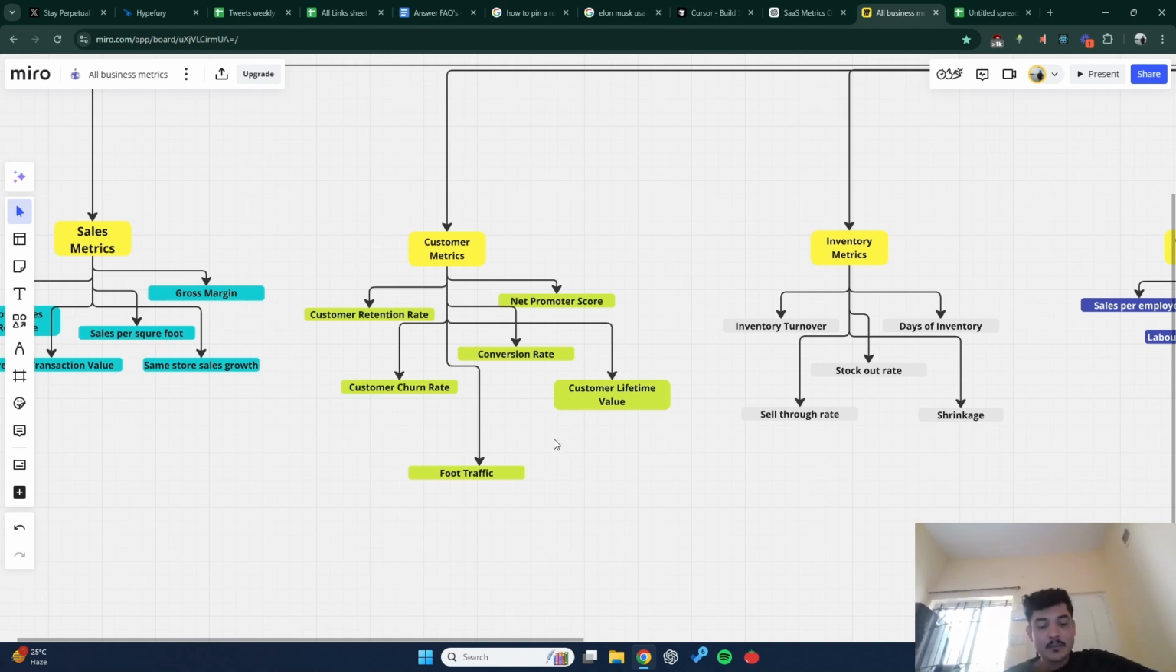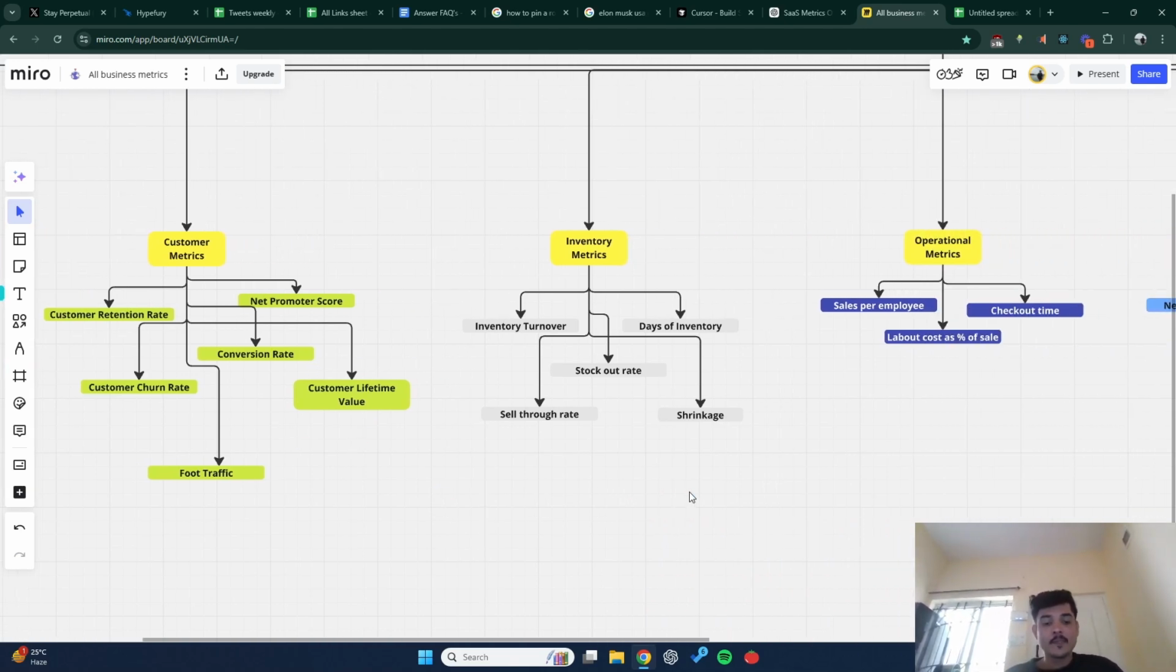The last one is net promoter score. So this is where you look for the word of mouth. So don't underestimate word of mouth. The survey based metric reveals how likely customers are to recommend your store. This is the net promoter score, right?